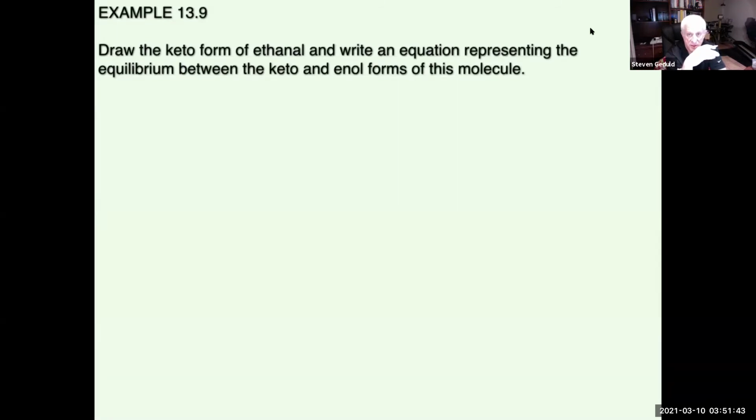So first of all, what's ethanal? Okay, we're looking for ethanal. Ethane is 2 carbons, single bonds. AL is aldehyde. So ethanal is CH3, C double bond O, H. Okay, that's ethanal. That's the keto form, right?